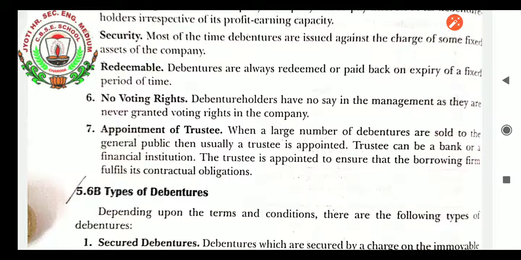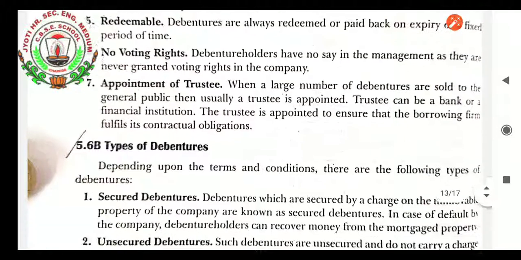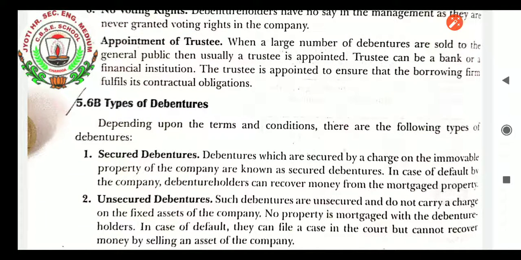When a large number of debentures are sold to the general public, usually a trustee is appointed. A trustee can be a bank or a financial institution. The trustee is appointed to ensure that the borrowing firm fulfills its contractual obligations.